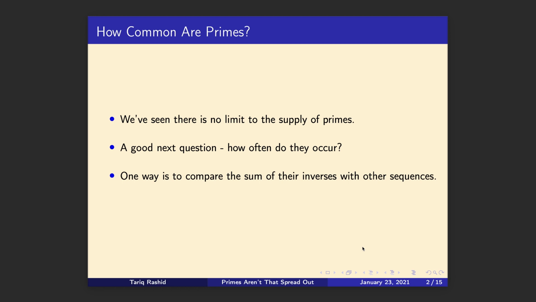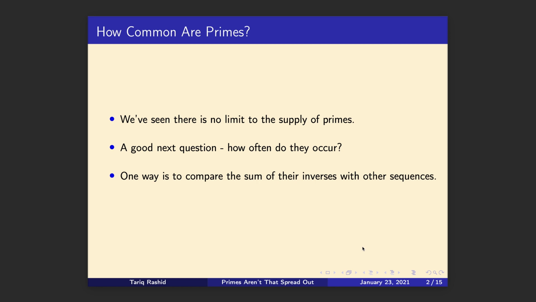We're going to take a slightly different path today because it's interesting, and also because it kind of follows what mathematicians have done historically. So we're going to think about sequences of numbers in terms of summing their inverses.